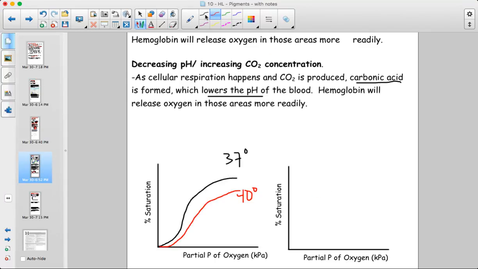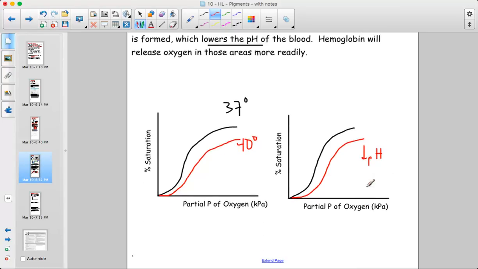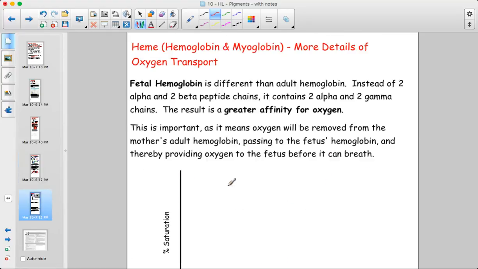You'd see a similar pattern for the pH. So a higher pH would be something like this. And then here's your lower pH, again, less affinity at lower pH. So it's more likely to release its oxygen in places that are warmer, in places that are lower pH, and both of those go along with lots of cellular respiration.